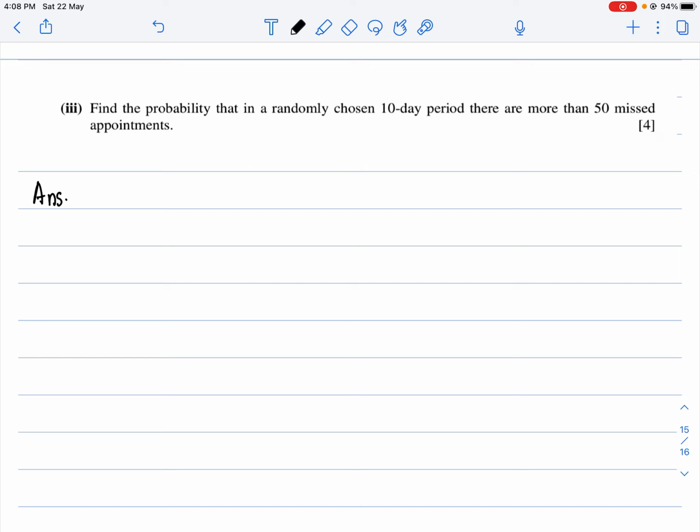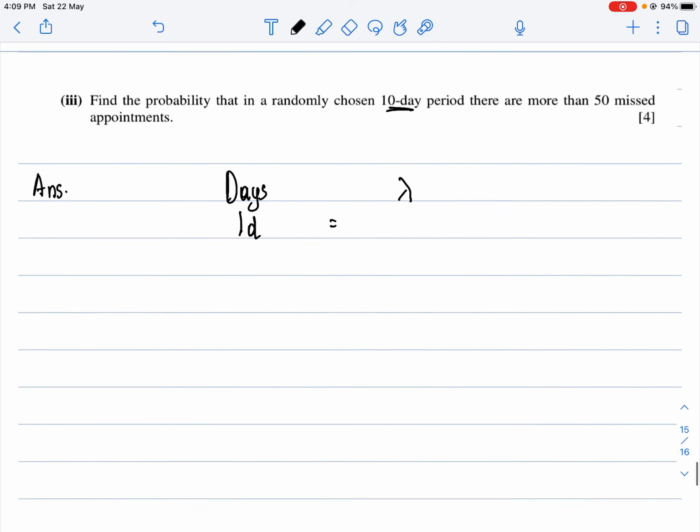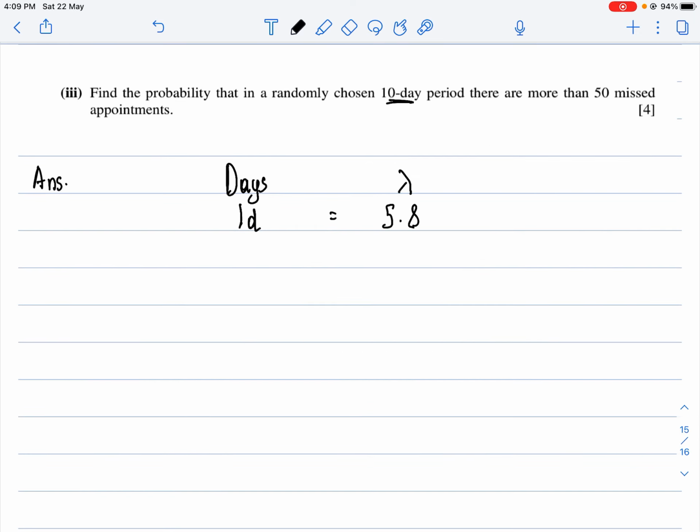Find the probability that in a randomly chosen 10-day period there are more than 50 missed appointments. So now, write days here and write the lambda here. In a day, we calculated the lambda to be 5.8, correct? So now I can write this as 5.8. Now I need a 10-day period, so I can simply do 10 times 5.8. When I do that, I get my answer as 58.